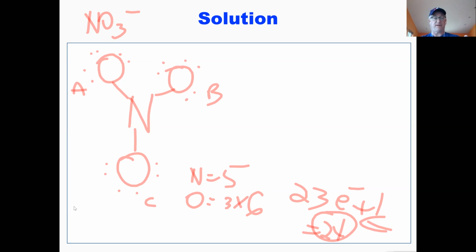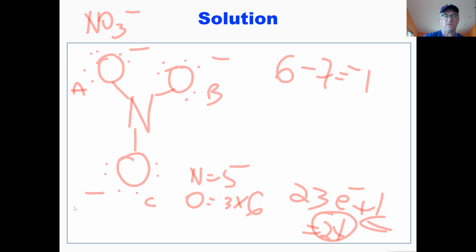So oxygen A, B, and C are all the same. They all have 6 electrons in lone pairs and a bond. So they should have 6 valence electrons. How many do they actually have? Valence electrons. 7. So what are the charges on all those oxygens? -1. Yeah, they're all negative.